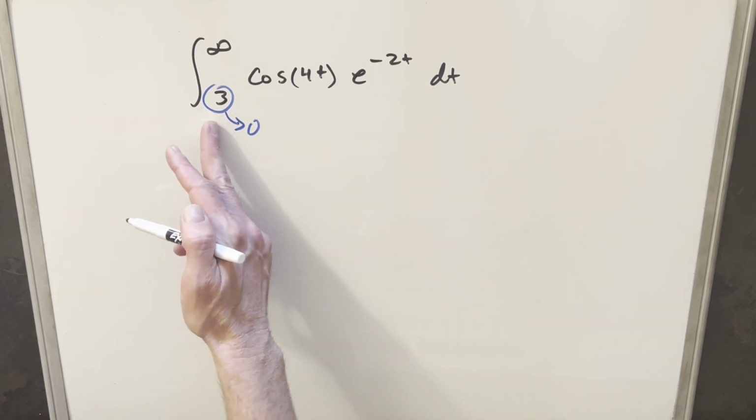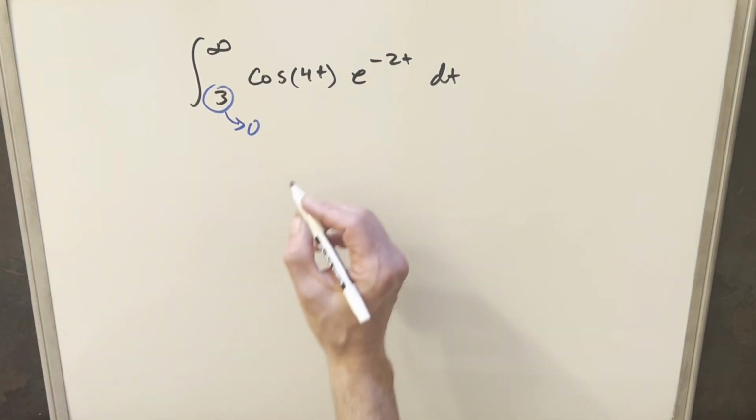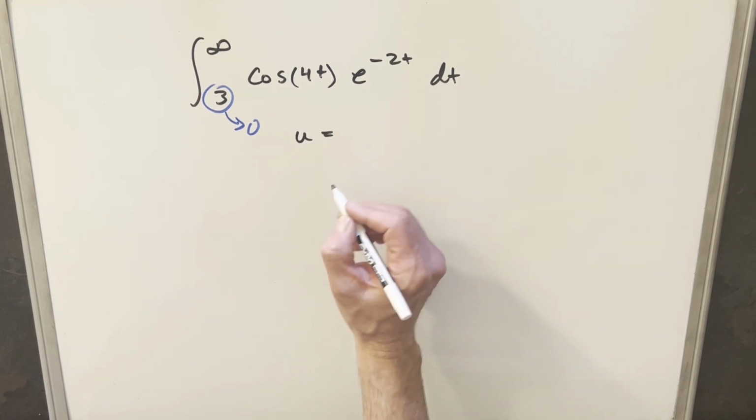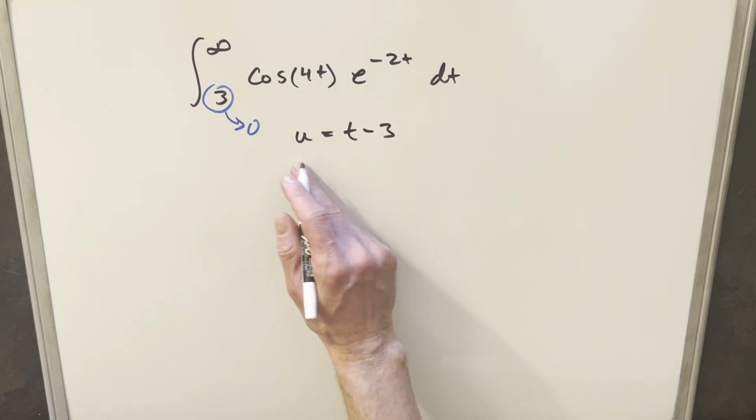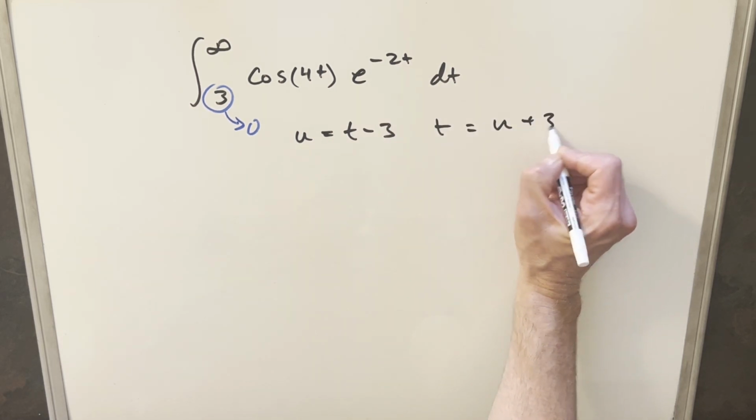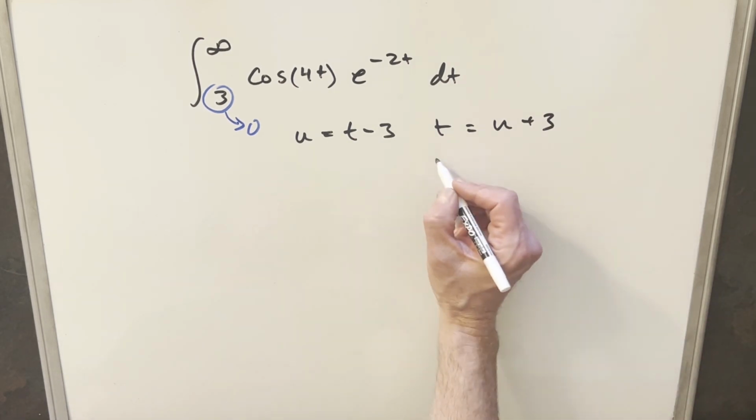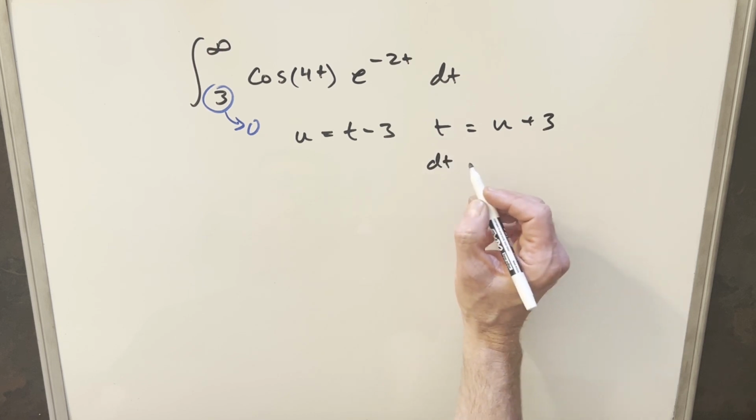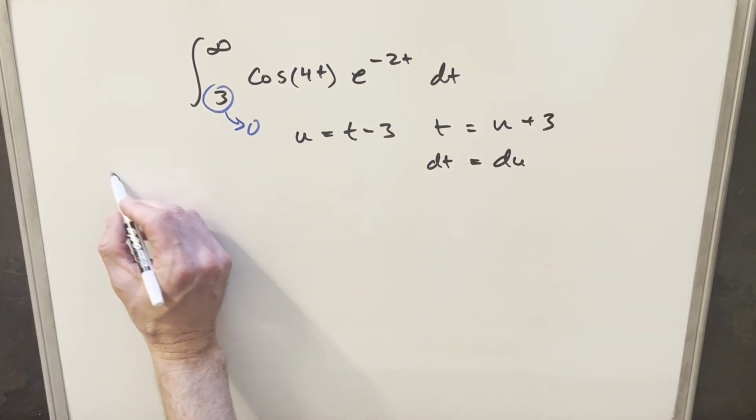So what I can do for this is try to shift the bounds. If I can get my lower bound to 0, then maybe we can use the Laplace transform. So we'll do a u substitution. I'll adjust my t by 3, so t minus 3 will be our u value. Solving for t, t is u plus 3. Then I'll take a derivative: the derivative of u is just du, so dt is du. Now I'll do this substitution.